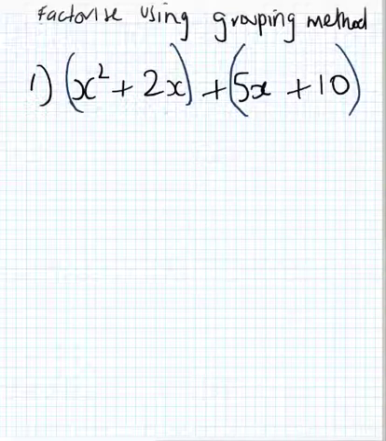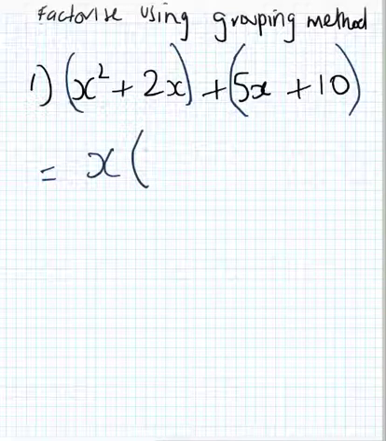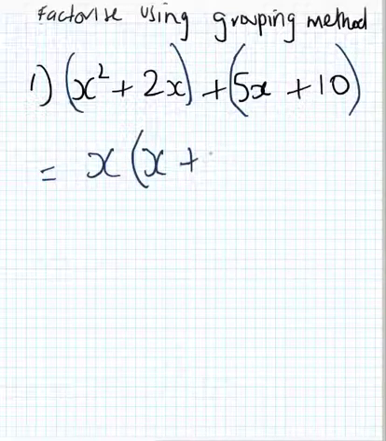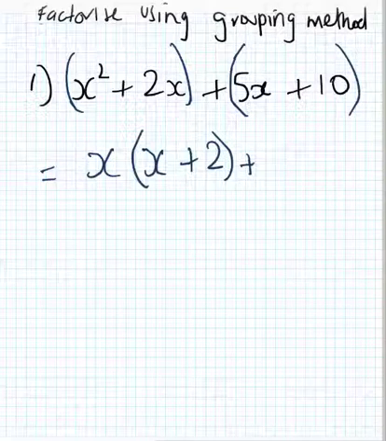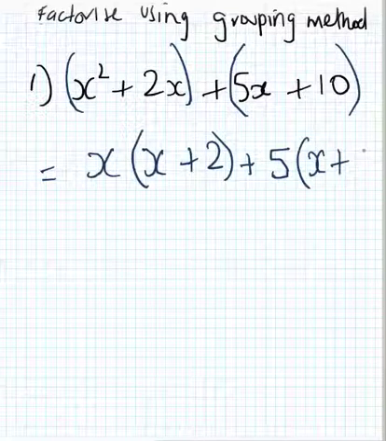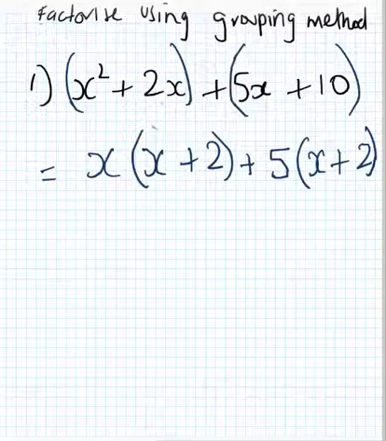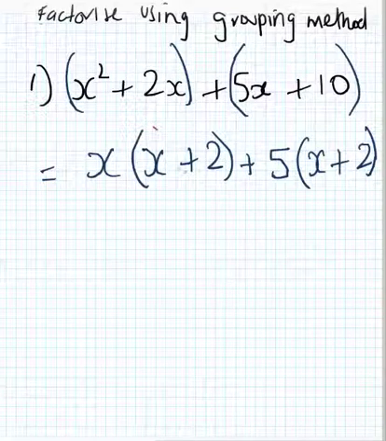Now, looking at my x squared and 2x, everything is positive, so it's pretty straightforward. Take out the x, so we end up with x, and inside the brackets we have x plus 2. There's a plus in between the brackets, so plus, and I can take out my 5 as a factor, and x plus 2. By doing this, you can see what has happened. By grouping and then factorizing, we can now see we have x plus 2 here and x plus 2.